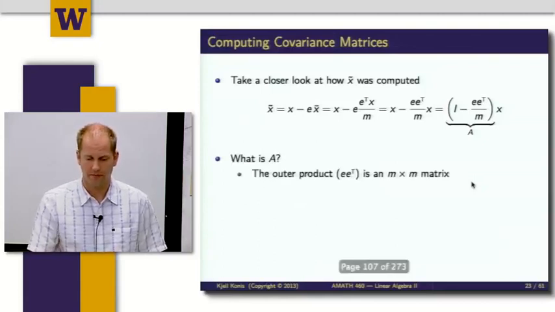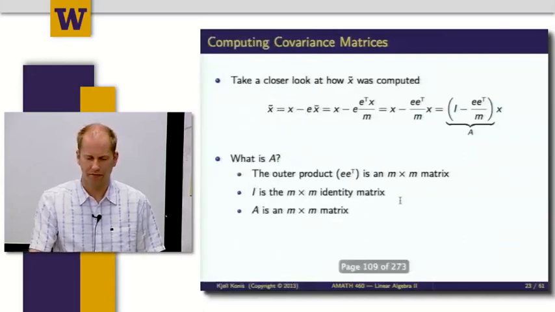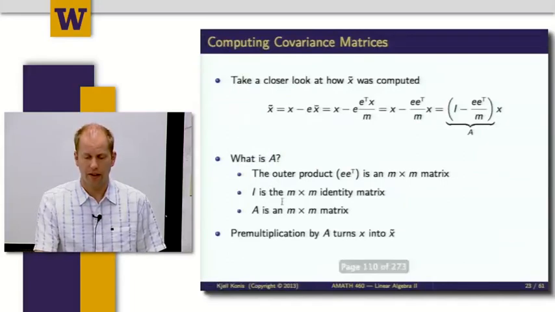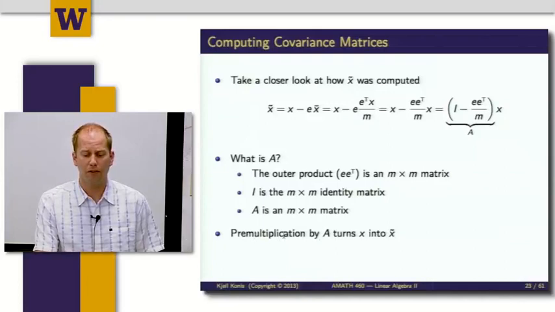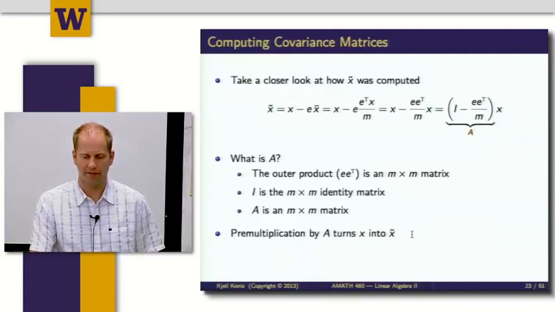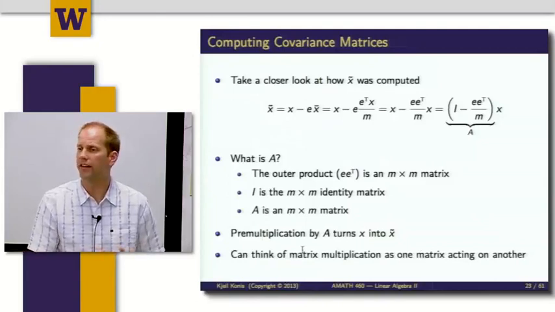What is A? The outer product, E E transpose, is an m by m matrix. I is the m by m identity matrix. So A is also going to be an m by m matrix. It's this special m by m matrix that has the property that pre-multiplication, meaning I put A before x, turns x into x tilde. So you can think of this matrix multiplication as one matrix acting on another.